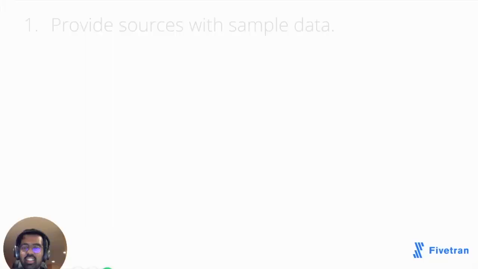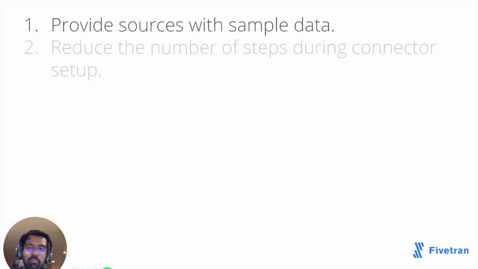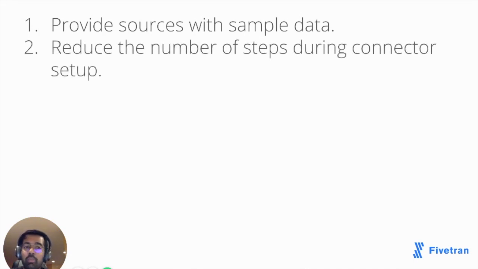So here are my 5 key takeaways from this dissection. First, Fivetran should definitely provide its users with sources with sample data. One, it'll reduce the time of onboarding. And second, users might not be very comfortable with testing out the product with their own data. Second, they should reduce the number of steps during the connector setup. This could be done by auto-populating different fields and reducing the number of clicks.